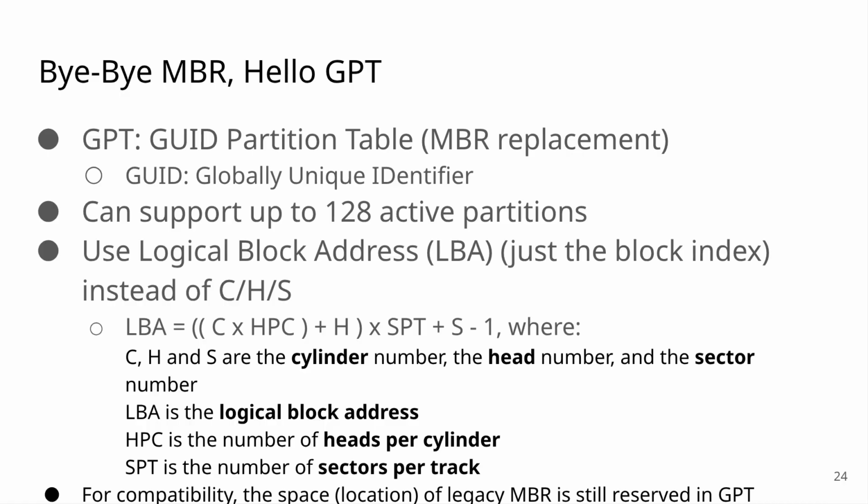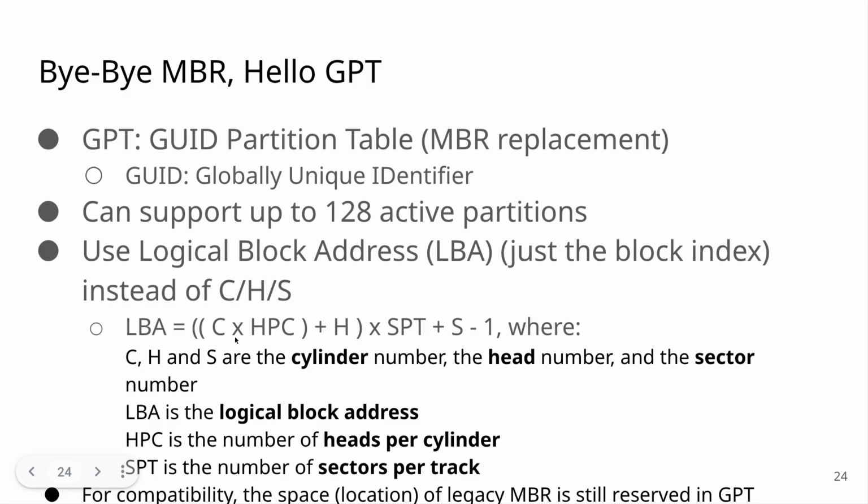It also uses logical block addressing. And here I give you the formula to get the logical block address of something if you have the cylinder head sector address of something. You are going to need the heads per cylinder value and the sectors per track value, and if you plug these into this equation, you will get the logical block address that is used in GPT.